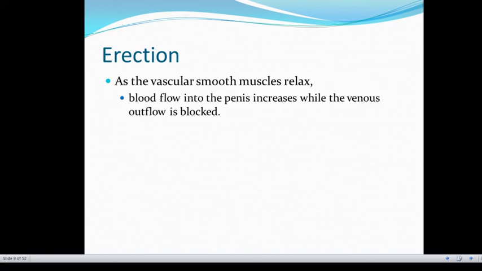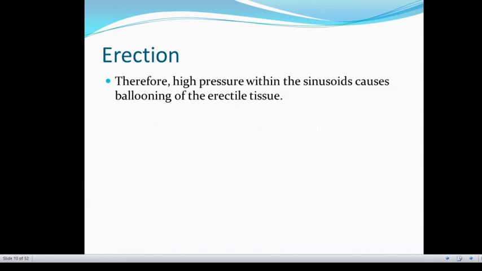As the vascular smooth muscles relax, blood flow into the penis increases while the venous outflow is blocked. Therefore, high pressure within the sinusoids causes ballooning of the erectile tissue.